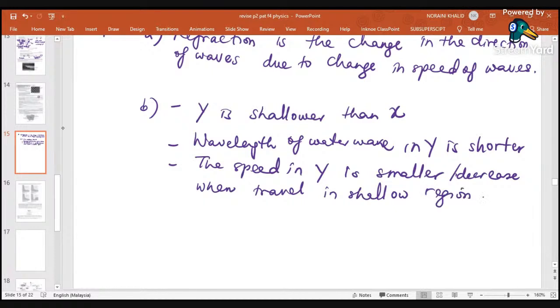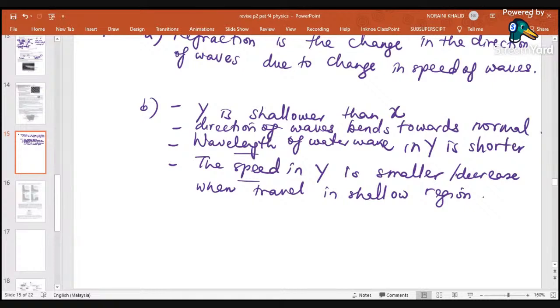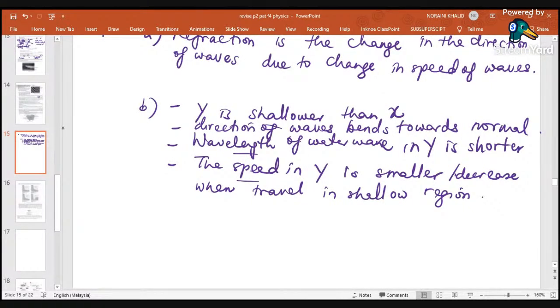Okay, wavelength decreases, speed smaller or decreases when traveling in shallow region. Okay. Can add one more. Direction of wave bends towards normal, or refracted towards normal. So you want to have 4 points in this answer for part B.